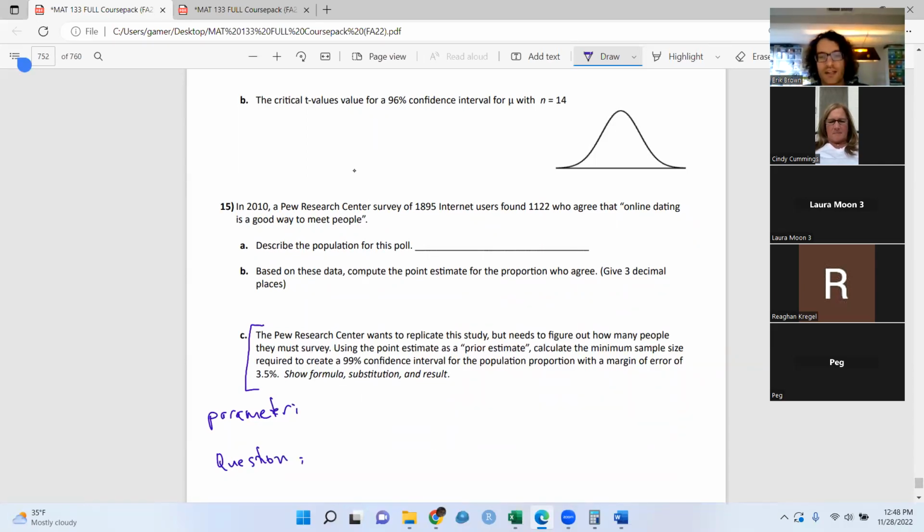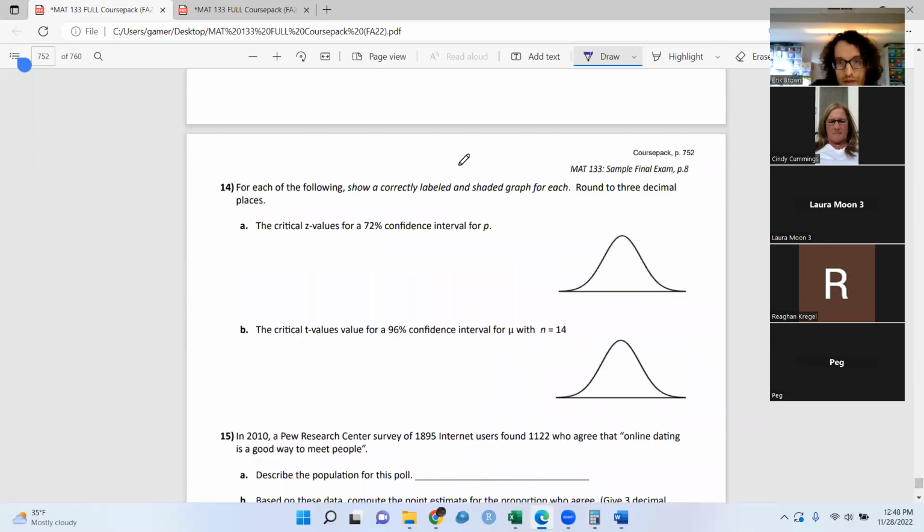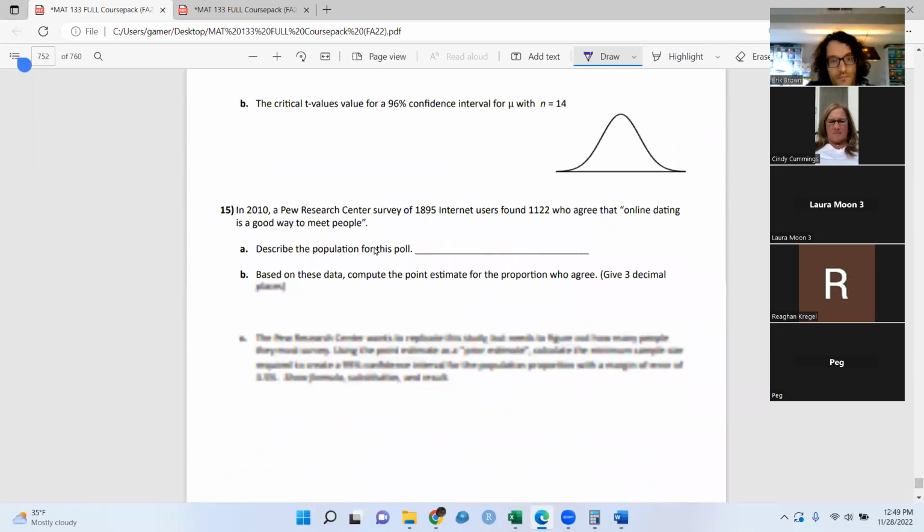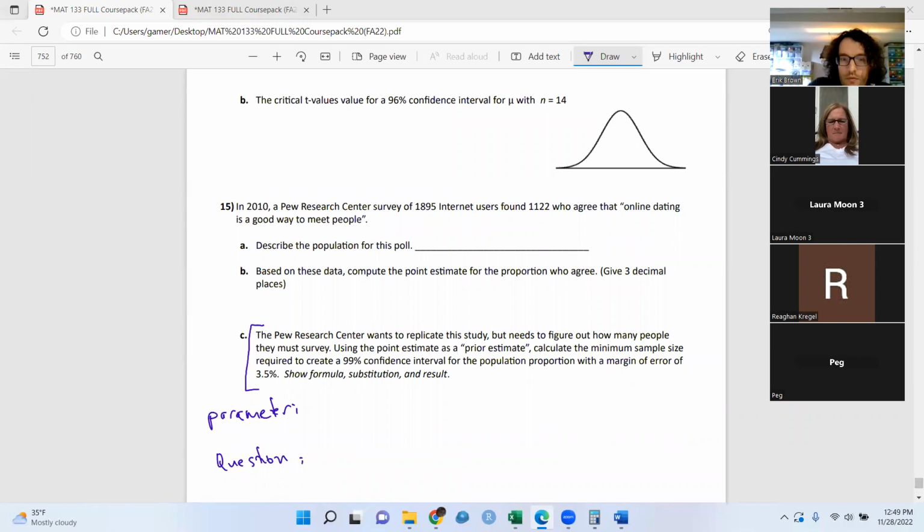So I'll give you 3 minutes on this one. Just a reminder, this is page 752. And I want to know, what parameter are you working with? Parameter. And what question? Those two things. 3 minutes.